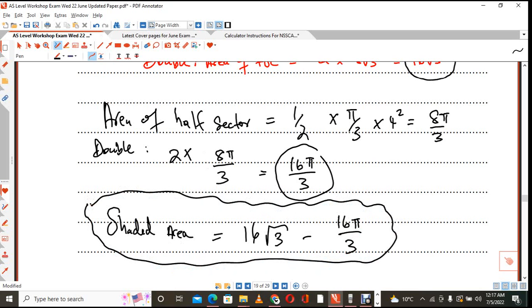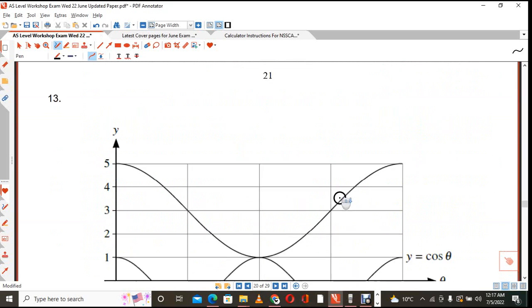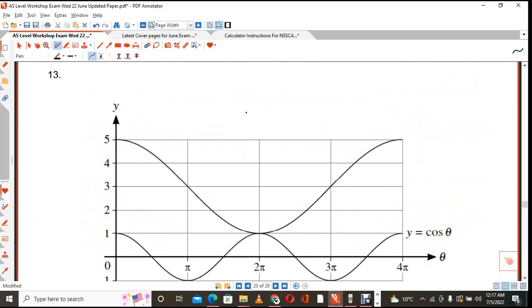Not more or less, but exactly the same answer. There's many ways, but these two are the alternative methods. All right, so that brings me to question 13.